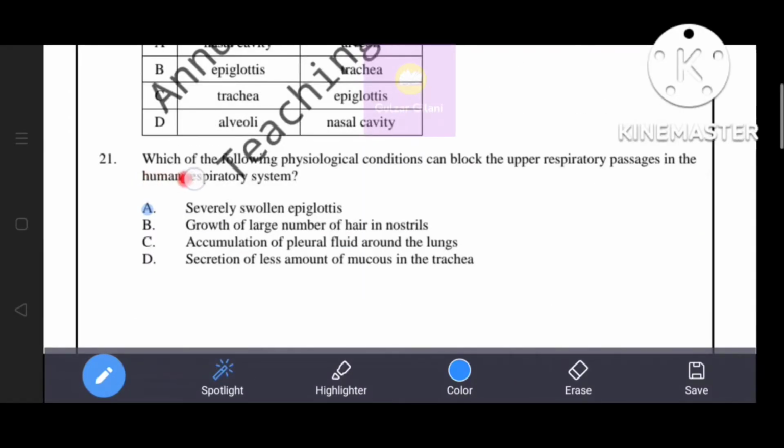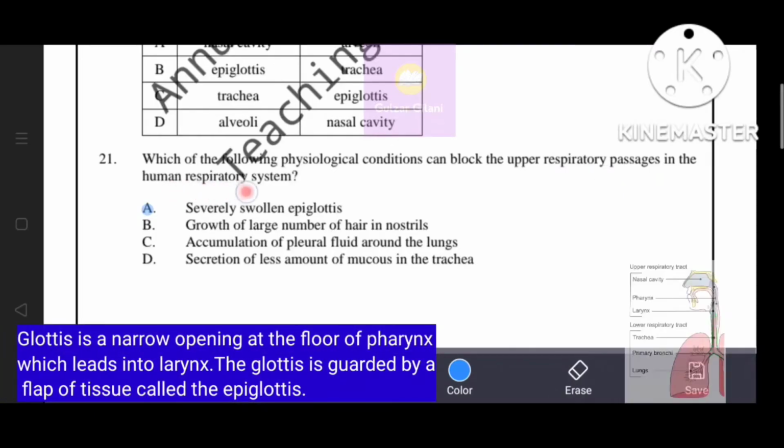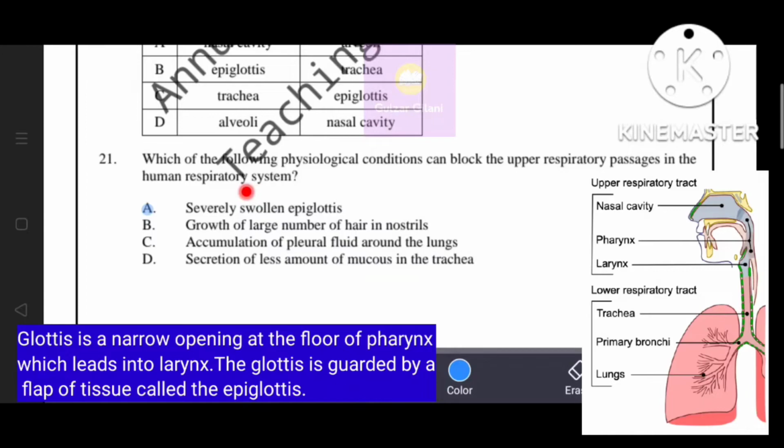Next question. Which of the following physiological conditions can block the upper respiratory passages in the human respiratory system? As you know, the glottis is a narrow opening at the floor of the pharynx which leads into the larynx. The glottis is guarded by a flap of tissue called the epiglottis. If the epiglottis is swollen severely, then it can block the upper respiratory passages. That's why given options में से जो correct answer है वो है option A, that is severely swollen epiglottis. Means option A is the correct answer.